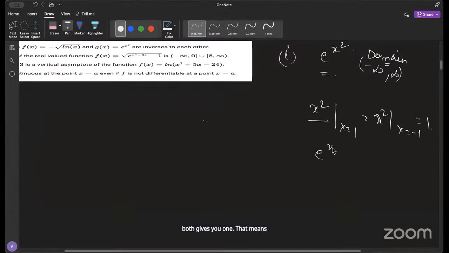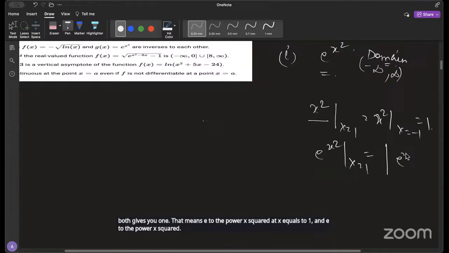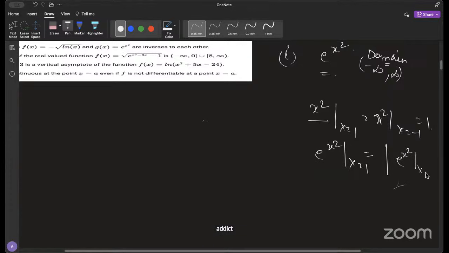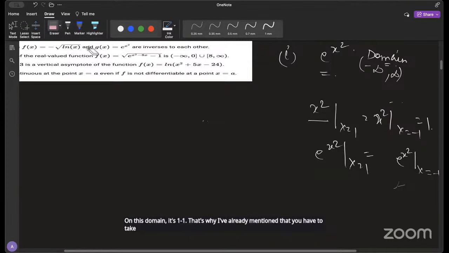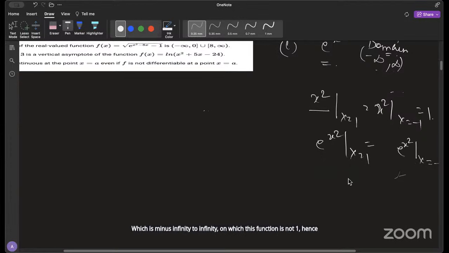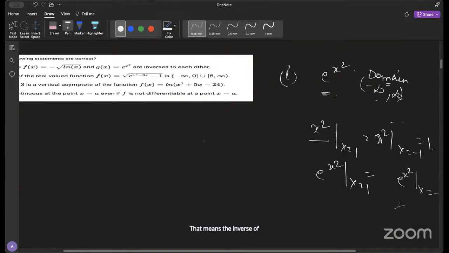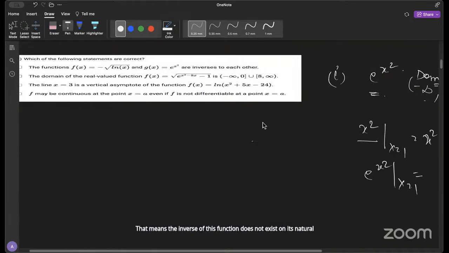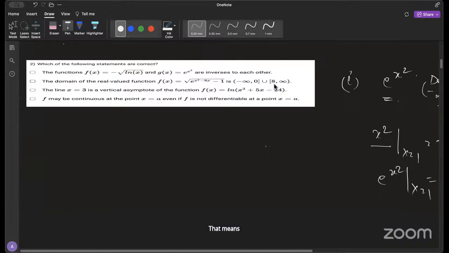That means e to the power x square at x equals 1 and e to the power x square at x equals minus 1 is the same. That means this function is not 1-1, right? This function on its natural domain is not 1-1, although it's 1-1 on this domain. That's why I've already mentioned that we have to take the natural domain of the function, which is minus infinity to infinity, on which this function is not 1-1, hence it's not invertible. That means the inverse of this function does not exist on its natural domain. That means you don't even have to check for the inverse. This has to be the incorrect option.